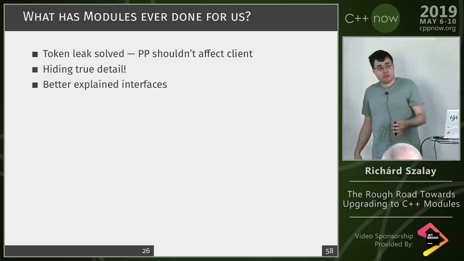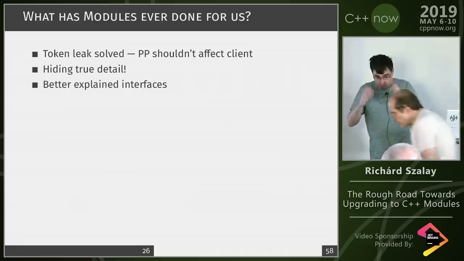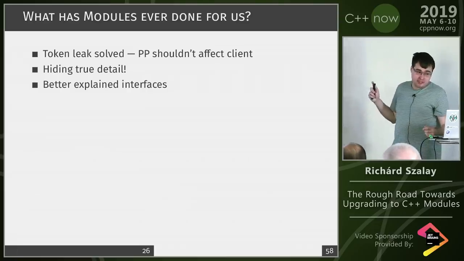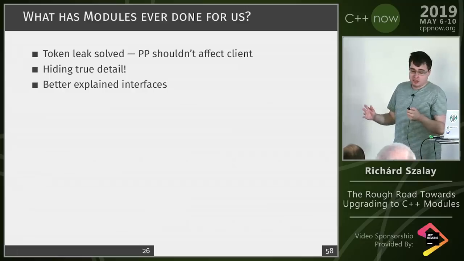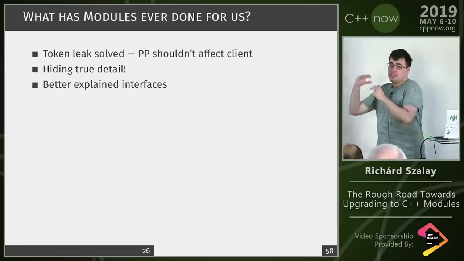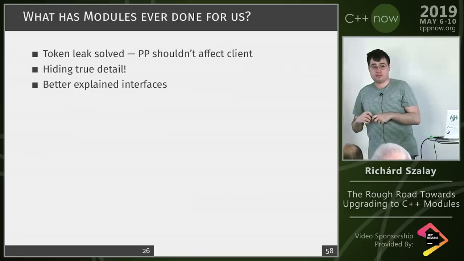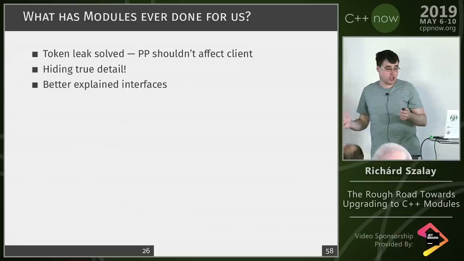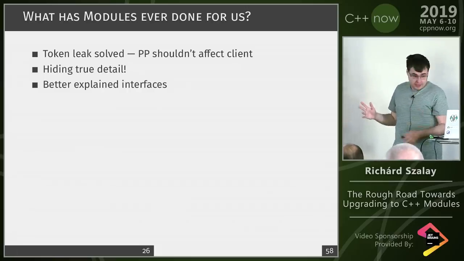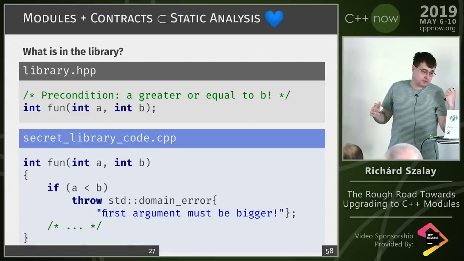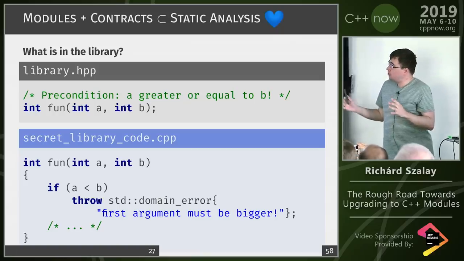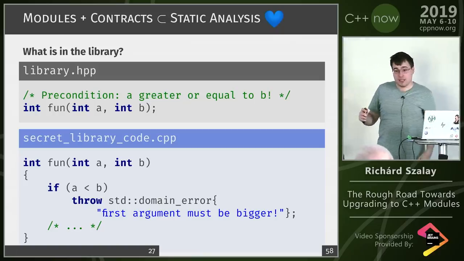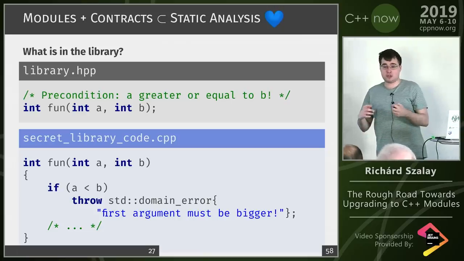So what has modules ever done for us? What did it fix? Now, we solved the token leak with not having the preprocessor effect between compilations. We have now a way sort of to hide true detail, which has no need for like detail namespaces and such. We can get better explained interfaces. So some of my colleagues work in static analysis, and one big hope is that together with contracts, modules will be a very good way to express an interface which the compiler cannot see.